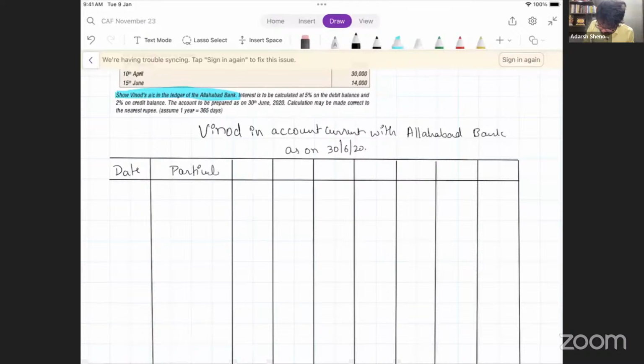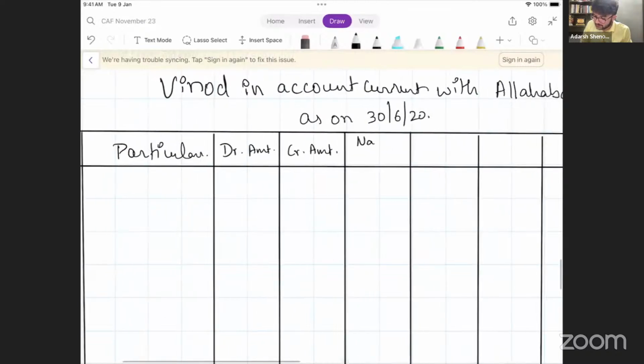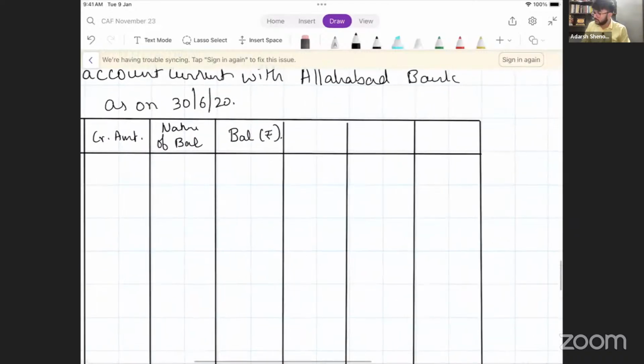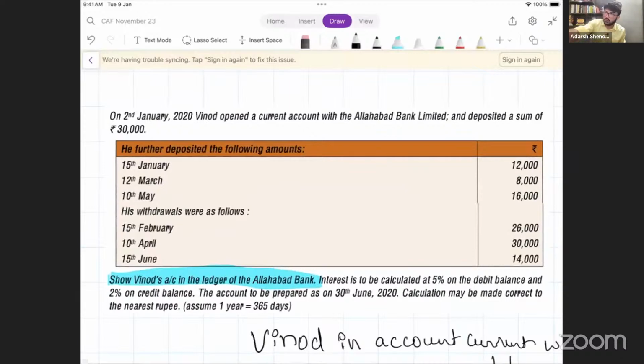Date, particulars. Then you have the debit amount, the credit amount. Then I told you nature of balance and balance amount columns. We'll fill these three columns later. First, we'll learn how to enter in the books of the bank. Ready?